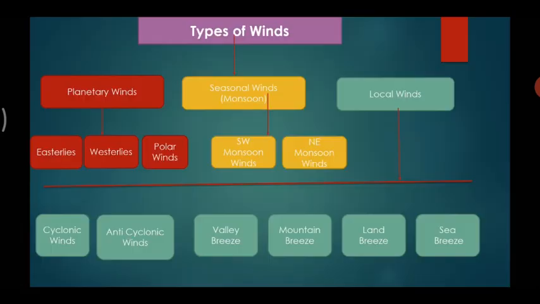Now let's move forward. Now let's revise the different types of winds. First are the planetary winds. In planetary winds, we have the easterlies, westerlies and the polar winds. Next are the seasonal winds, also called monsoon winds. In that we have the southwest monsoon winds and northeast monsoon winds. And the last we have the local winds. In that we have the cyclonic winds, anticyclonic winds, valley breeze, mountain breeze, land breeze and sea breeze.